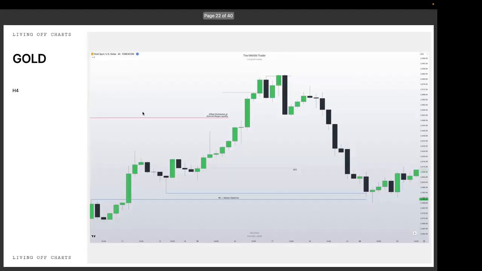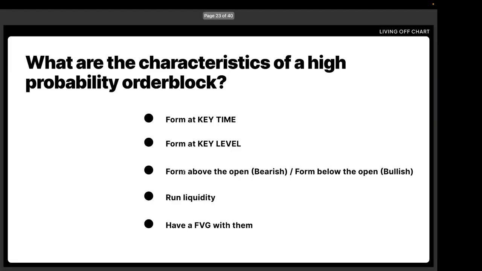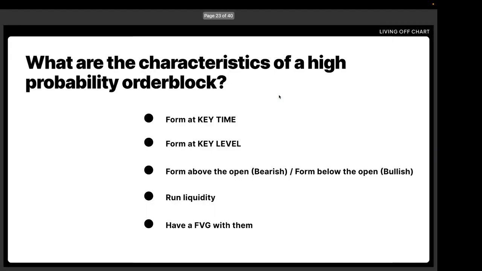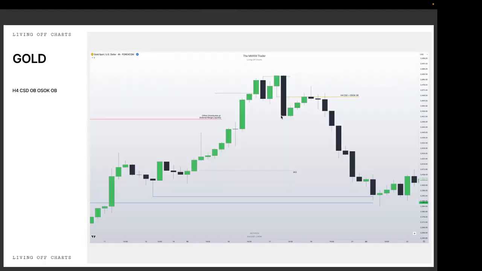It forms at a key level. That's that third drive here, that's our key level. It forms above the open, as you can see right here. This is the weekly open. It forms above it, runs liquidity, and has an FVG with it. So we can see this liquidity here and the overall external range third drive. It runs into that, we close below, and we increase probabilities when we have a fair value gap with it. Now, we don't always have to have a fair value gap with it, but the fair value gap does increase probabilities. And what we can see from there is a retracement back into the OB and a sell-off to the internal range liquidity, the weekly objective.